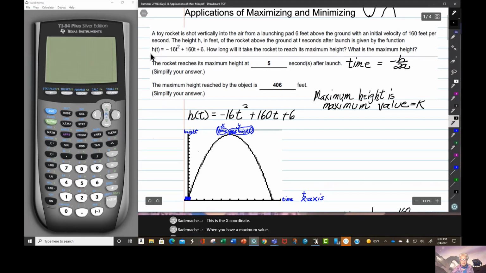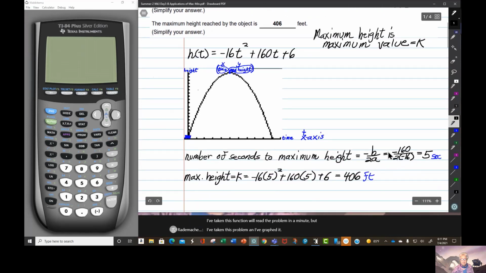Now here, I've taken this function, we'll read the problem in a minute, but I've taken this problem and I've graphed it so that I could show you that the x-axis is not the x-axis this time. It's the t-axis for time. And the y-axis is not the y-axis, it's the h-axis for height. Height above the ground.